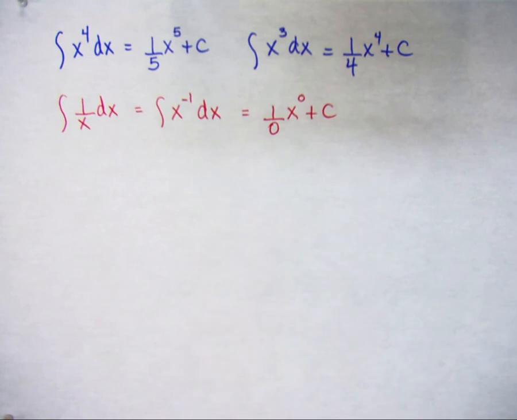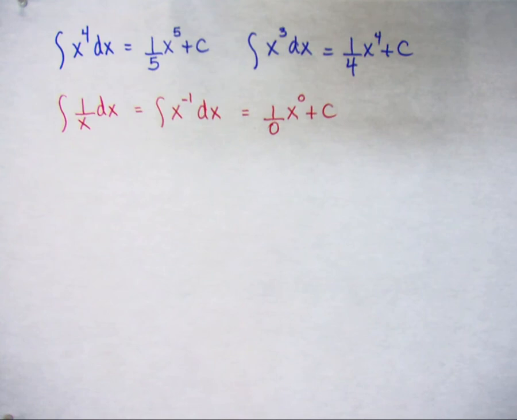1 over 0 times x to the 0. Well, 1 over 0 is undefined. There is no such number. And so we seem to have a problem. We seem to have one power, the power x to the negative 1, that doesn't have an antiderivative.